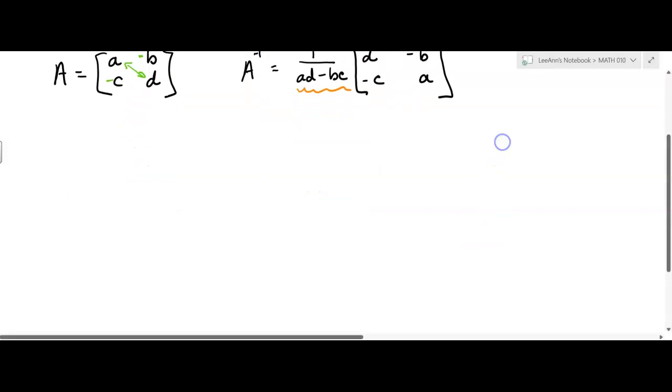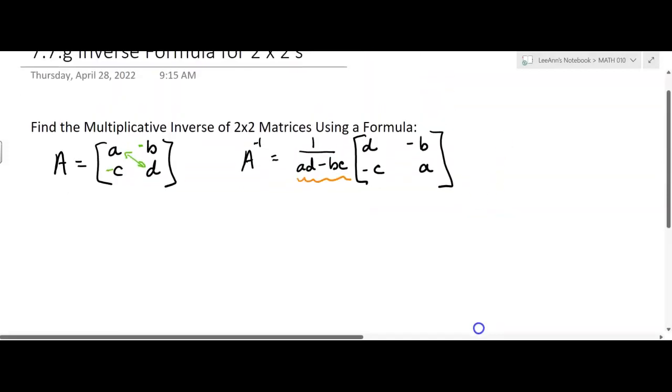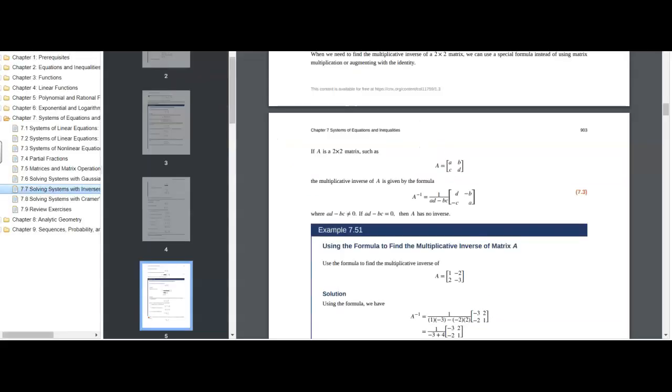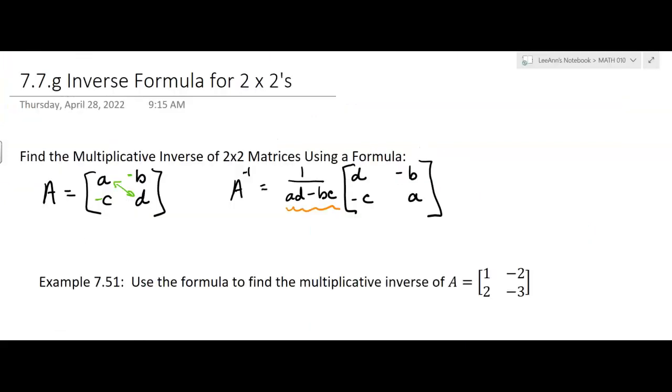Now, I don't have a matrix. Well, I thought I was going to have a matrix. Let me find one. Sorry about that. I knew I had a matrix to do this with, and then it was just not here, so I had to go get it. But now we have it.